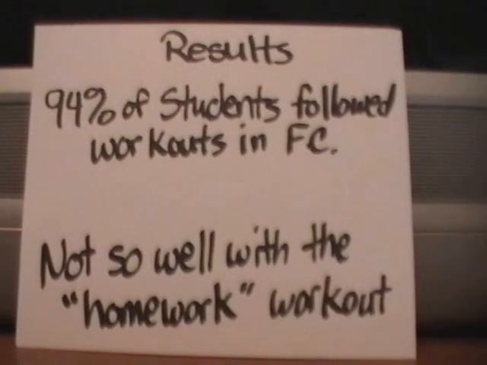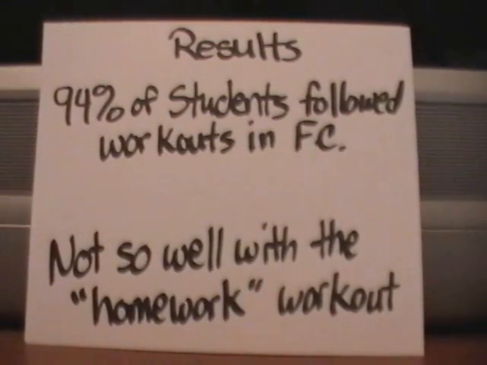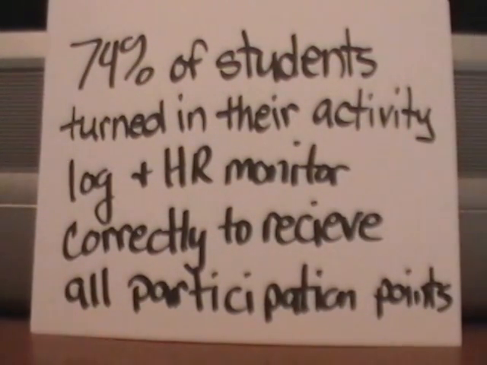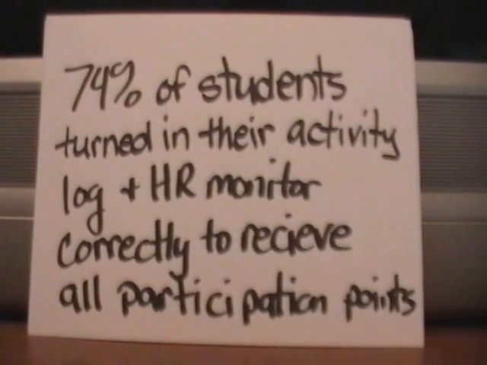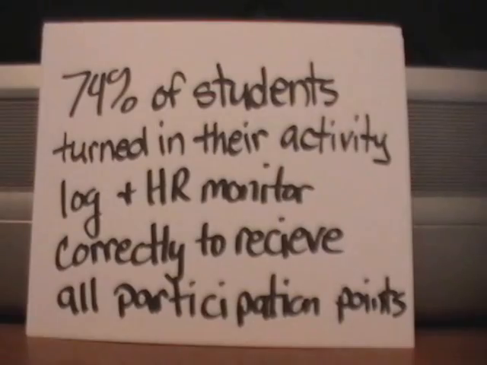The second measurable outcome was to determine that 94% of my students are following the workouts and doing them accordingly in the fitness center the 2 days a week that we are in there. Unfortunately, when it comes to doing the outside of class assignment of logging in 20 minutes of continuous activity, logged on the checked out heart rate monitors, and recording the activity on the student activity log has not gone as well as I had hoped. Only 74% of my students are turning in the heart rate monitor and log sheet correctly to receive all participation points for the out-of-class homework workout.